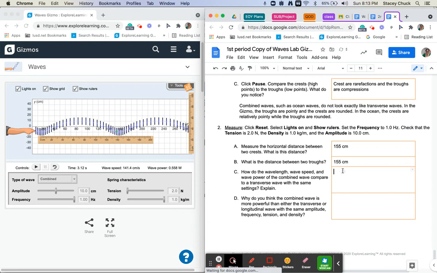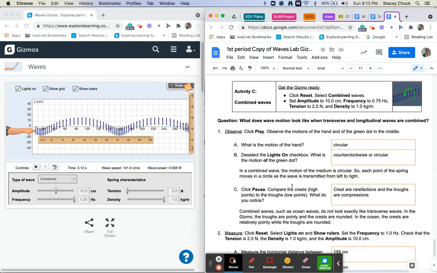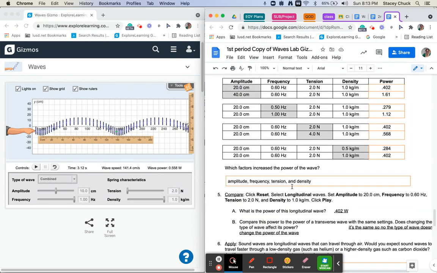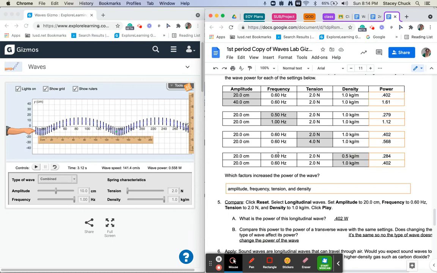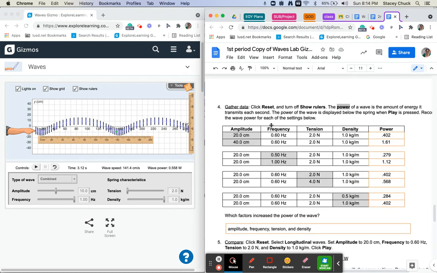155 centimeters. How do the wavelength, wave speed, and wave power of the combined wave compare to a transverse wave with the same settings? So the wavelength of this combined wave is 155. So we need to scroll up and look for when we were looking at a transverse wave with the settings of 10 amplitude, 1 frequency, 2 tension, and 1 density. So let's go ahead and swoop up and find that.